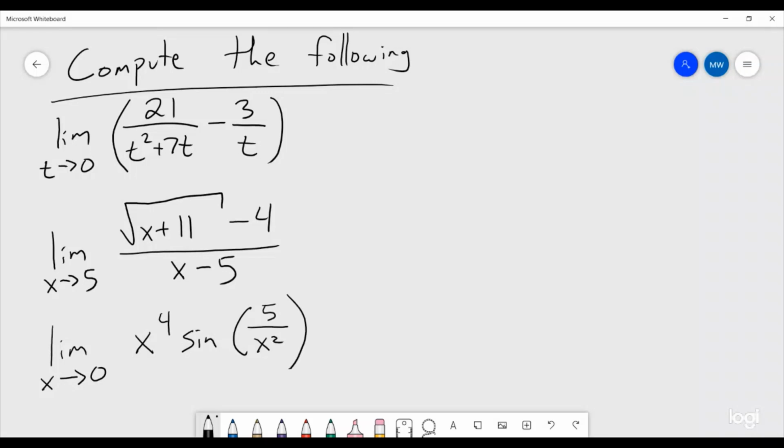Give each of these a shot, pause the video if you need, and try and compute what each of these limits would be. These are common ones that are similar to ones that would show up on quite a few different tests. So give each of them a shot and unpause the video when you are ready.